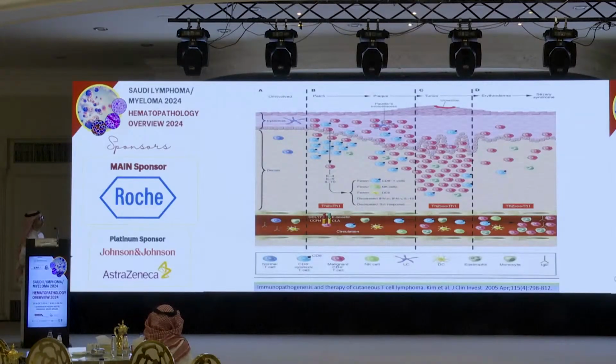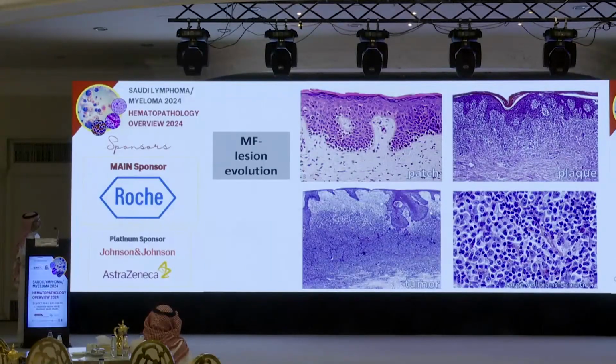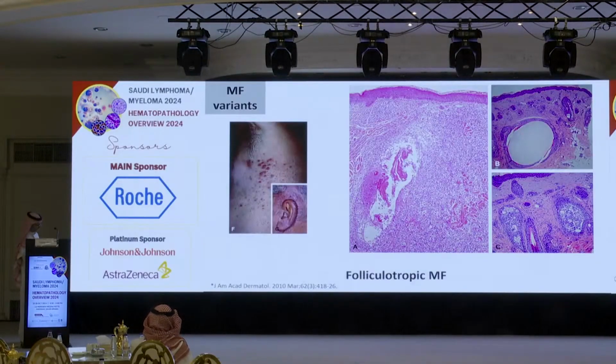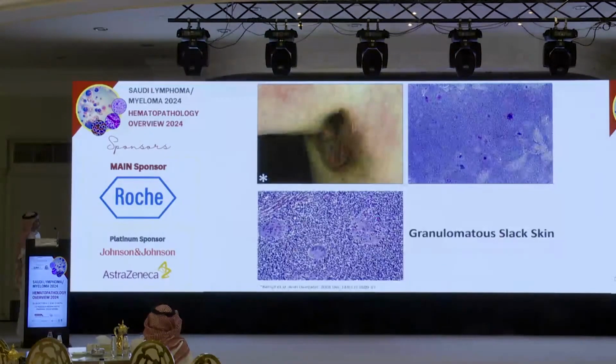If you do a biopsy of a Sézary patient, you may not see much. So as the lesion progresses, with more neoplastic cells, it's easier to appreciate the morphology, easier to read the immunohistochemistry, and the yield for molecular will be higher because we have more cells. Here is the patch, plaque, tumor. Again, we talked about the follicular tropism.